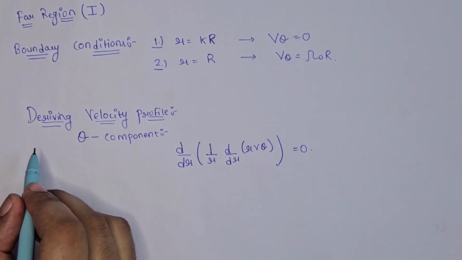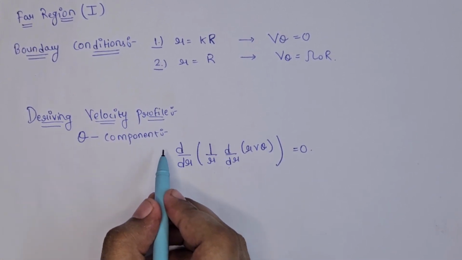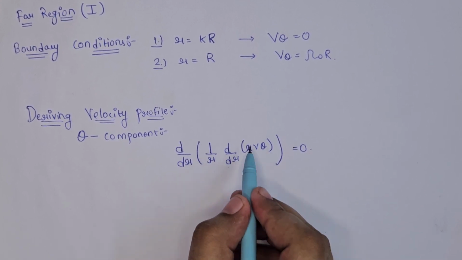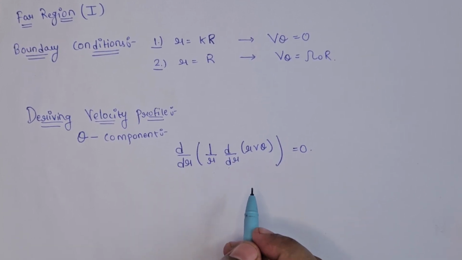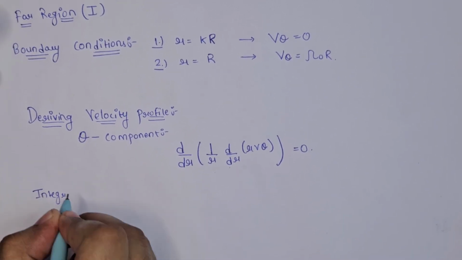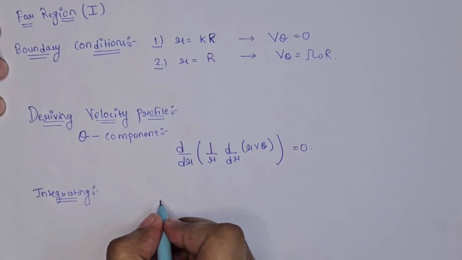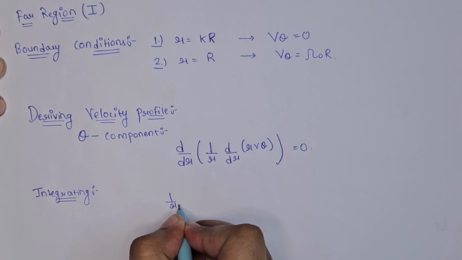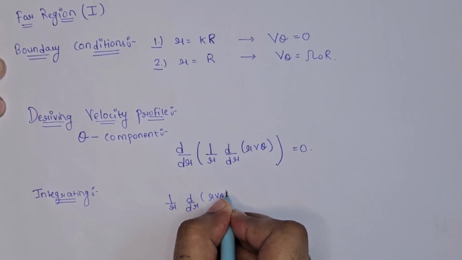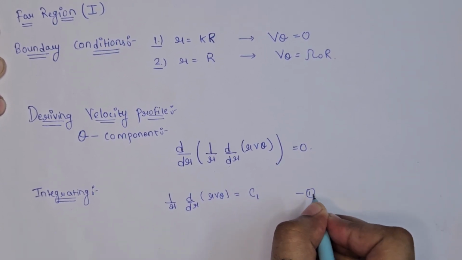So let us derive the velocity profile for region 1. We can see that the theta component we are left with is d by dr of 1 upon r d by dr of r v theta is equal to 0. So let us integrate this equation. On integrating, we will get d by dr of r v theta is equal to c1. This is the first equation we will get.